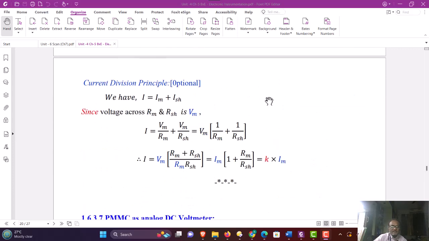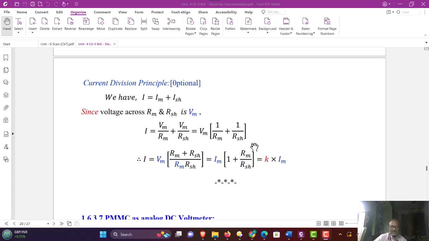Here, this is optional thing. Basically, it is the derivation of current division principle. And from the circuit, we know I is equal to Im plus ISH. Since voltage across Rm and ISH is same, that is Vm, therefore I is equal to Vm by Rm plus Vm by RSH. Take Vm common and you will get in the bracket 1 by Rm plus 1 by RSH. Therefore, I is coming out to be Vm.